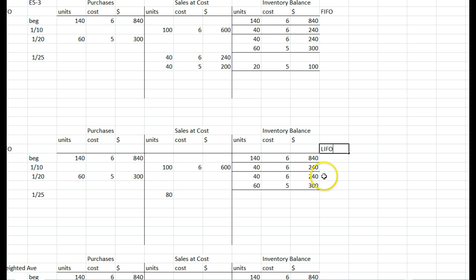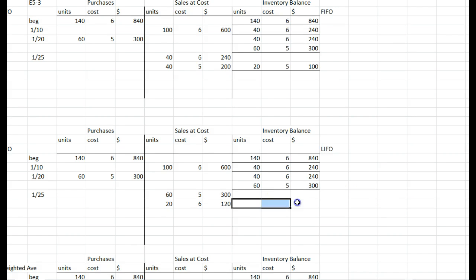In this case, instead of going to the top of this last group, we're going to go to the bottom of this last group. So we're going to say we sold those 60 first at $5. So that's $300. And since we sold 80 altogether, we've got 20 more to account for. We're going to take those 20 out of this top group, at $6. That's $120. Okay?